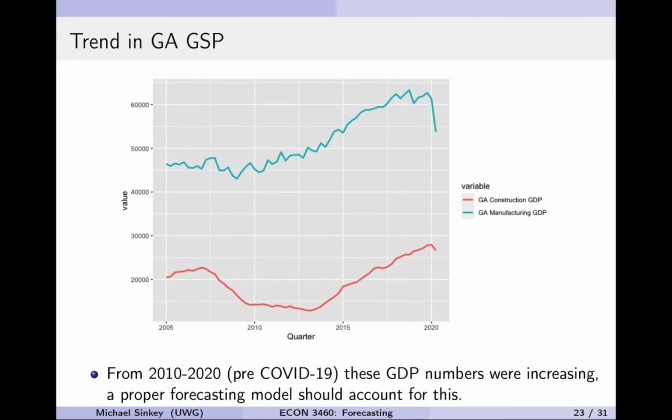And so let's just take a look at trend in GDP, Georgia gross state product. So this is the time series that we graphed in R in class. The construction GDP is the red time series and the manufacturing is the blue.